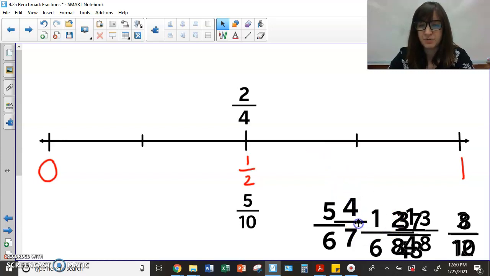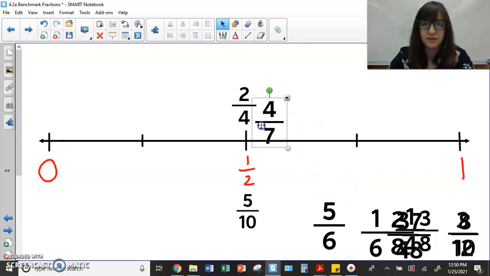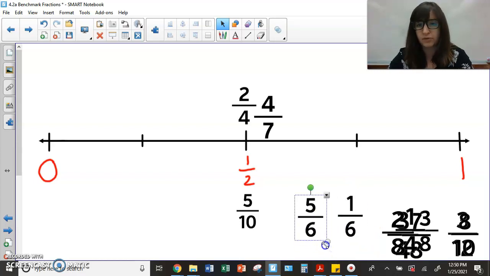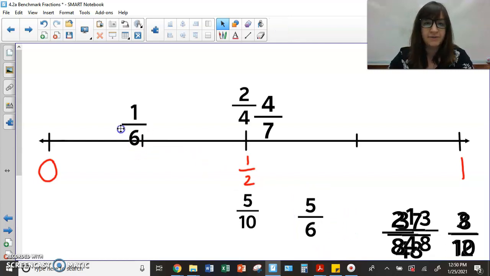My 4/7, remember we said 4 was a little bit more than half. So this one is going to fall just a little bit above half here. So this one is slightly more than this. So if I knew I was comparing these two, I would know that 4/7 is greater than 2/4. Here's my 1/6 that I talked about earlier. 1 out of 6 pieces is fairly small, right? And so I know it's somewhere in between 0 and 1/2, probably closer to 0.